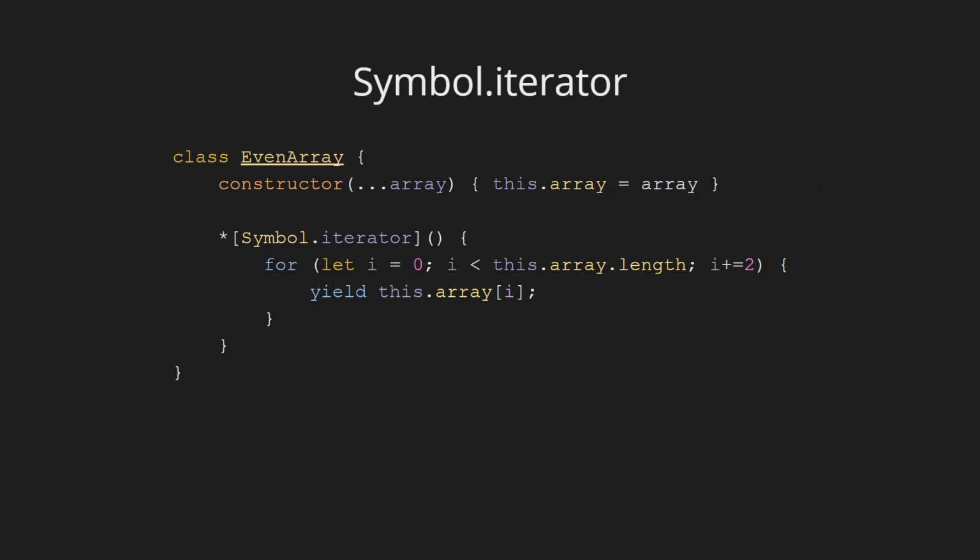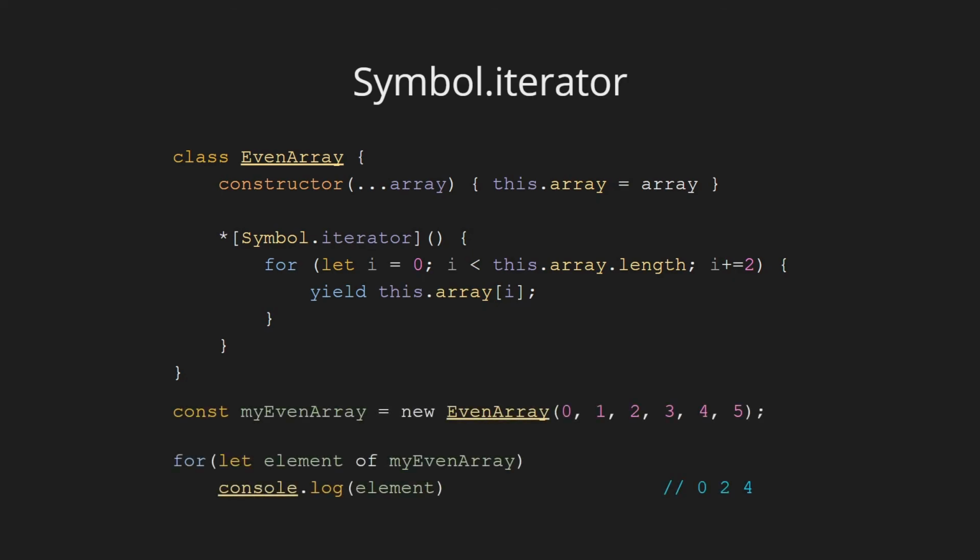In this example, I made a class called EvenArray. By creating a method with the key Symbol.iterator, I've overridden how we iterate over the object's items. In this class, it will only iterate through the even-indexed items when looped. If you aren't familiar with the star character or the yield keyword, you can look up generator functions on MDN. When I create my even array and iterate over it, 0, 2, and 4 will be logged. I hope you're slowly seeing the power of symbols and how it can really clean up your code if used properly.